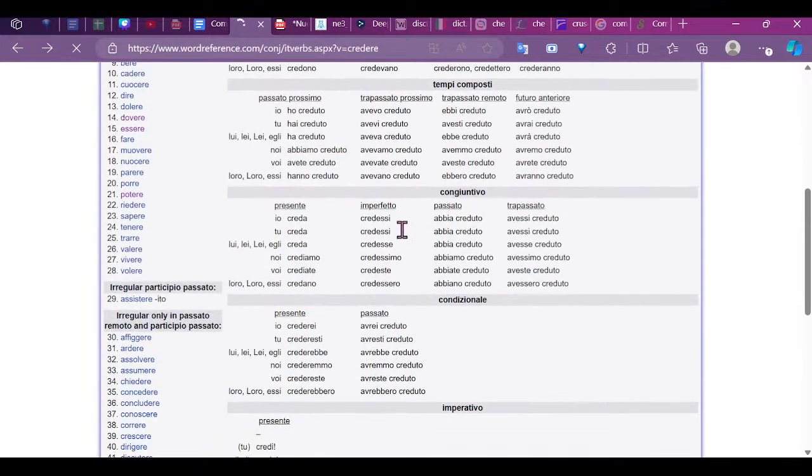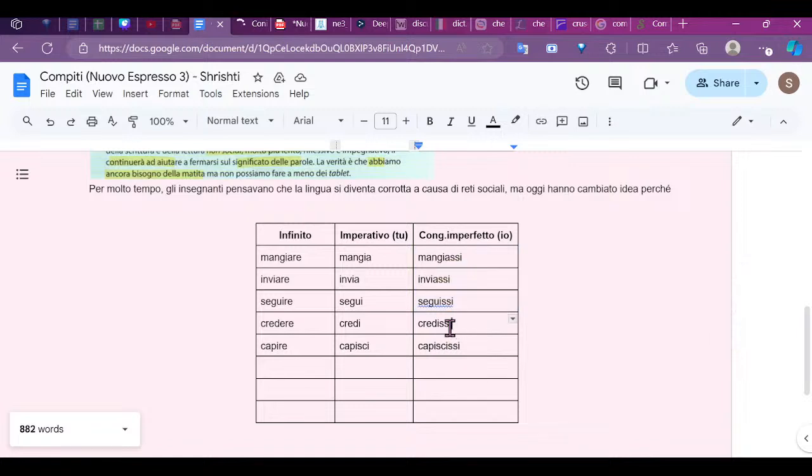Let me look at crede. Credessi. Okay, credessi. Because credissi, I don't know, it doesn't sound nice, does it? So credessi. Maybe I just need to remove. No, I think you need to just remove the ending. It's not about forming the imperativo, but it's really about removing the ending. If you remove the ending, capisce, capessi, let's check.